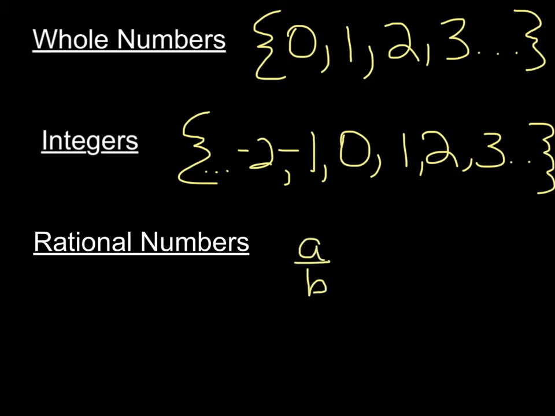Now a over b have got to be integers, except b cannot be 0. b cannot equal 0. Why not? Because 0 in the denominator is undefined. So we can have any two integers that we would like to have, positive, negative, doesn't matter, as long as the denominator is not 0. So the rational numbers contain all of these, the whole numbers and the integers.